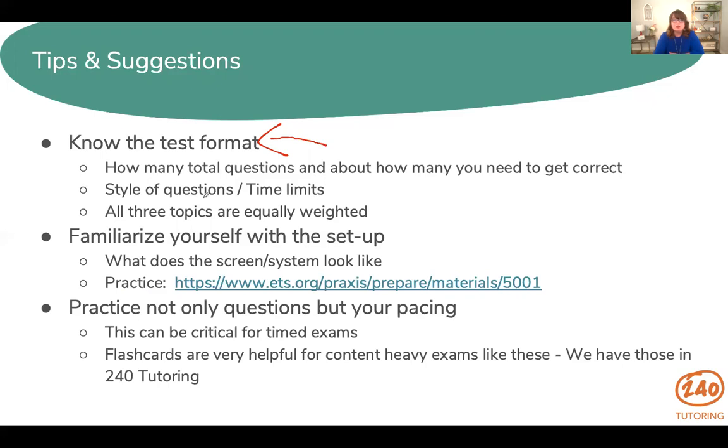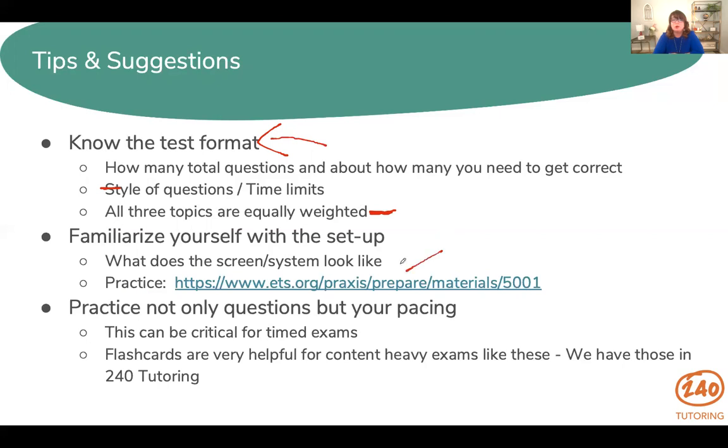You need to know the style of questions and time limits. We've looked at the style of questions throughout these videos. You need to know that on the science, all three topics are weighted equally. So you can't just be strong in life science and hope that counts more than the others, or any other arrangement of those topics. You need to familiarize yourself with what the screen or system looks like.